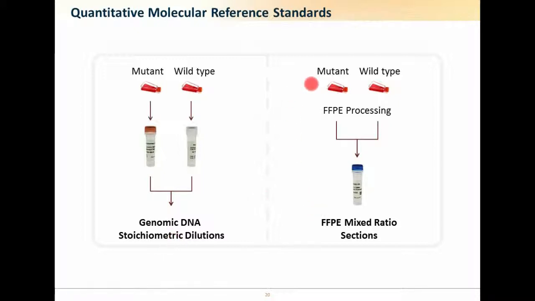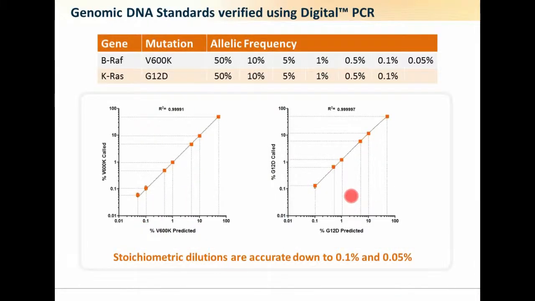On this side we have how we do the FFPE. We grow our cell lines up again. We then pellet, formalin fix, and go through our FFPE processing step. If we want to generate a mixed FFPE block, we mix the cells prior to formalin fixation, and then we end up with the mixed sections.